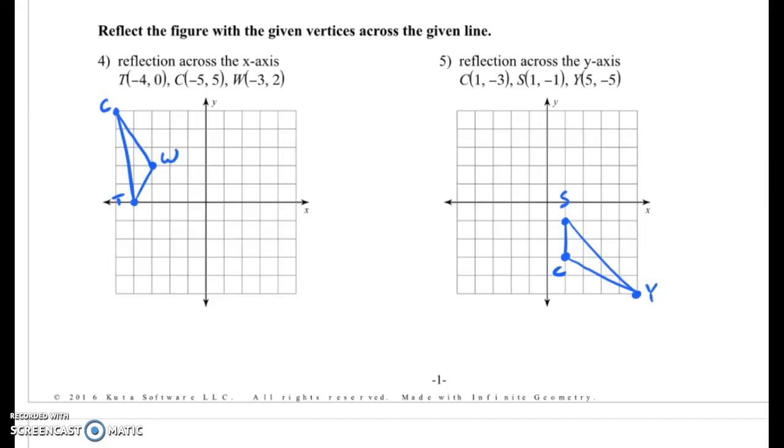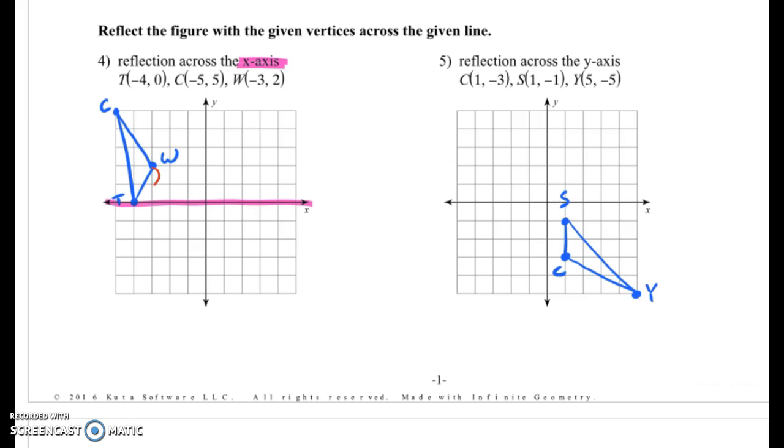So this is going to be a quick review from Friday's notes. Number 4 says reflection across the x-axis. So I'm going to highlight that so I know what my line is that I'm crossing over, that I'm going to flip over. In order to do so, I'm going to count the distance from each point to that line, and it's going to be the same distance from that line to the other side.